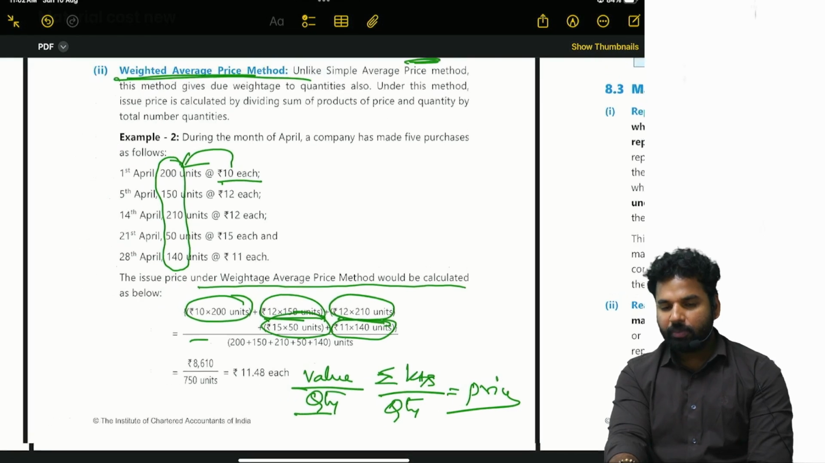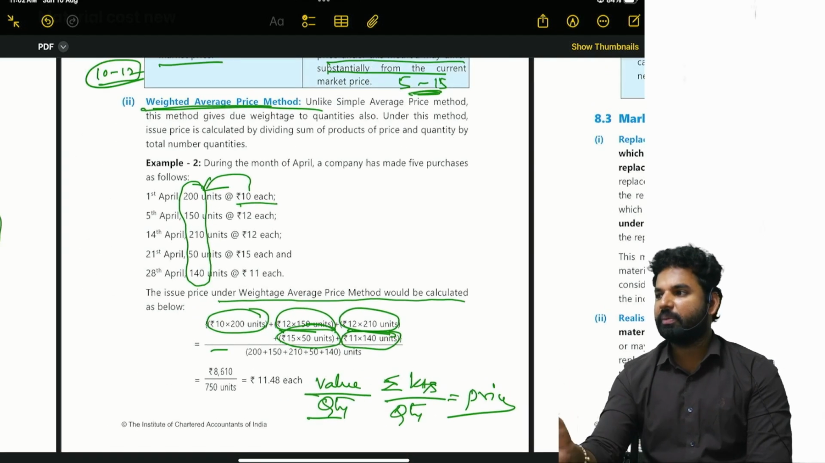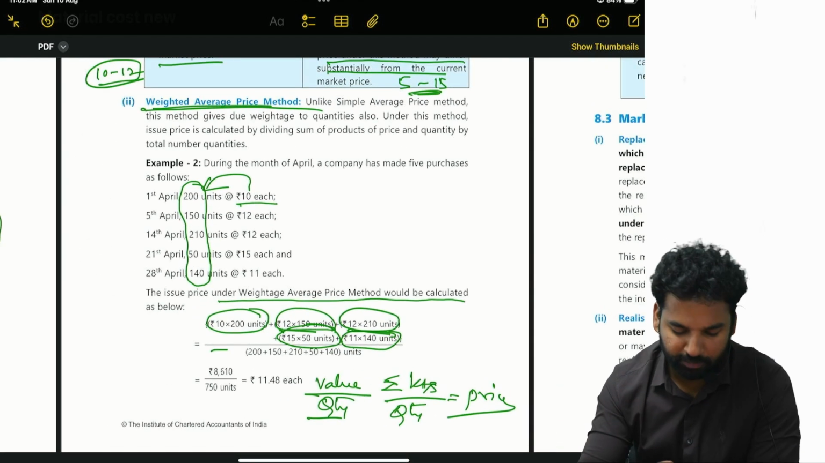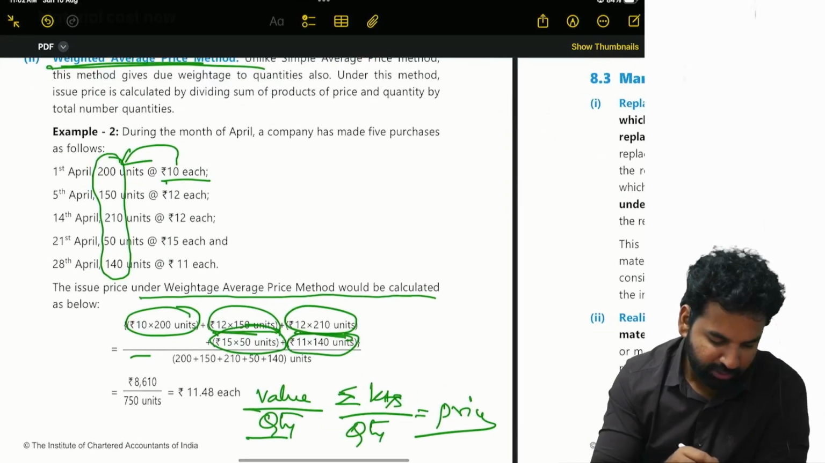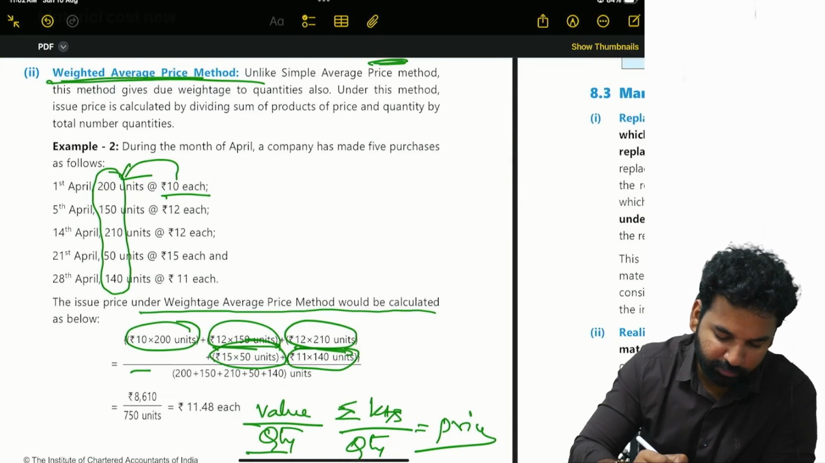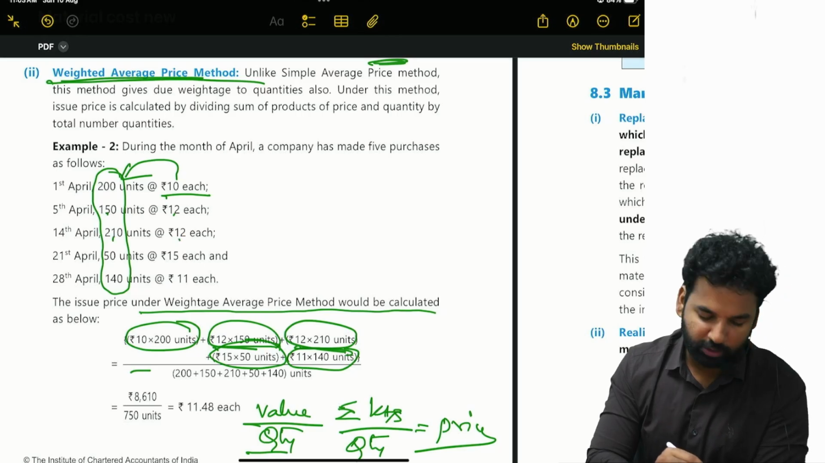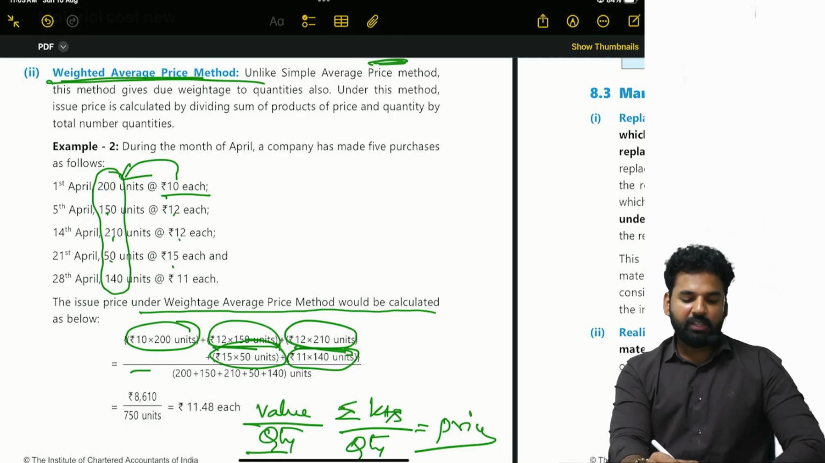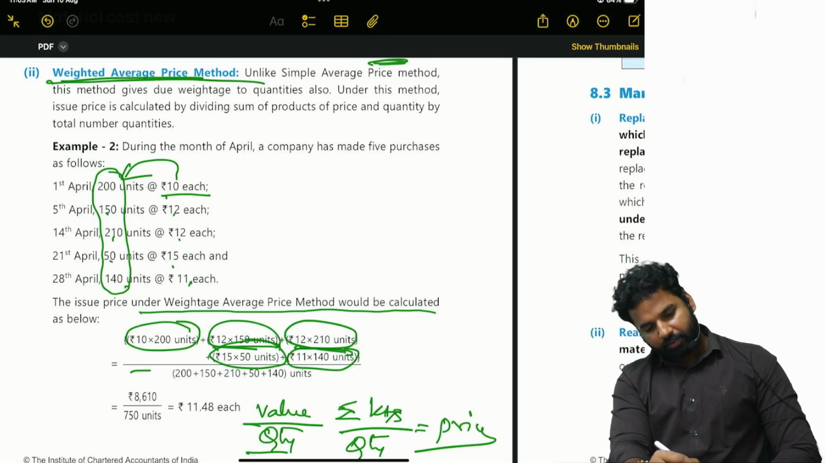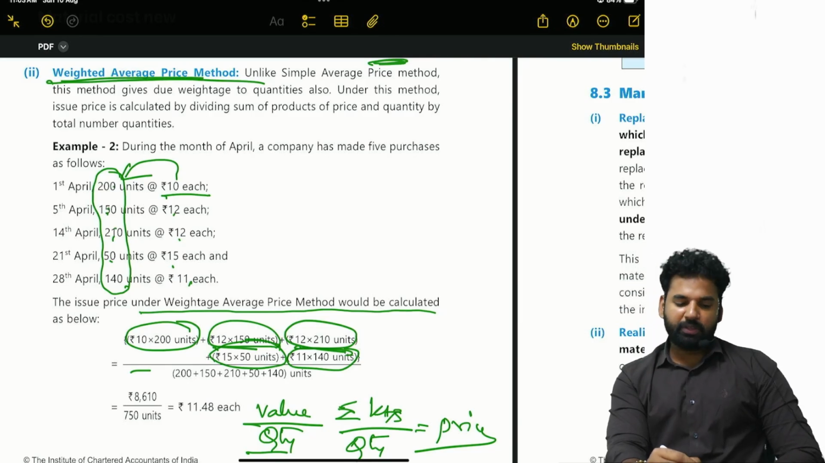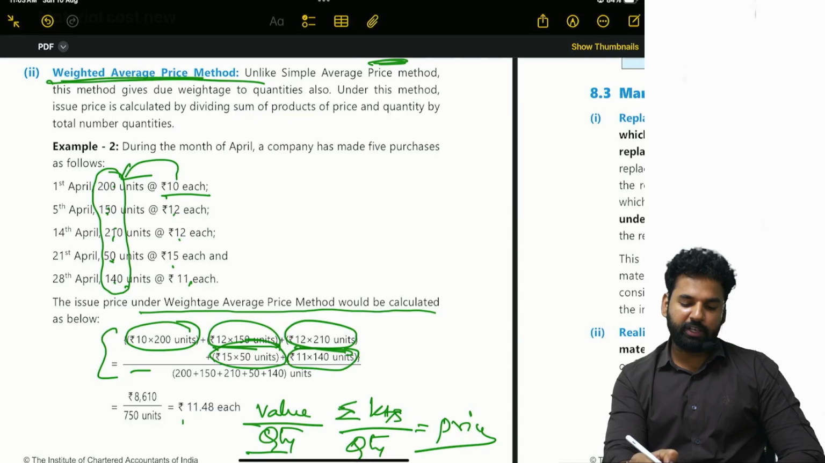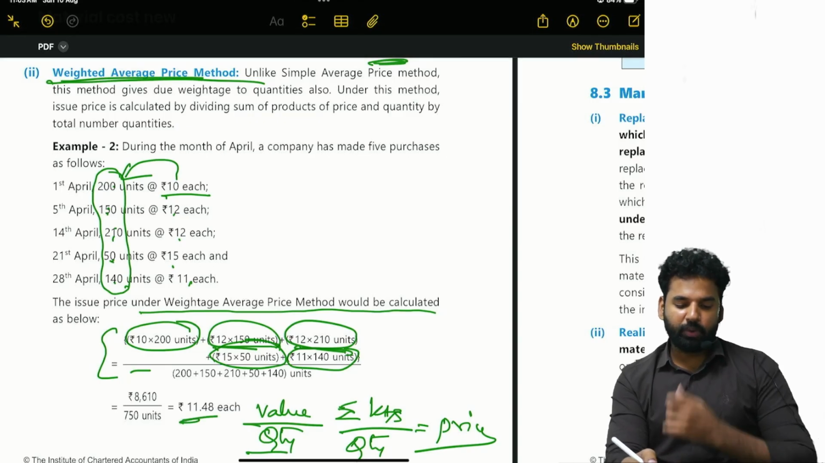That price will be adopted for material issues. See here, the calculation is 200 into 10 plus 12 into 150 plus 12 into 210 plus 15 into 50 plus 11 into 140 divided by 200 plus 150 plus 210 plus 50 plus 140. So this is how they have calculated, and they have arrived at 11.48 each.